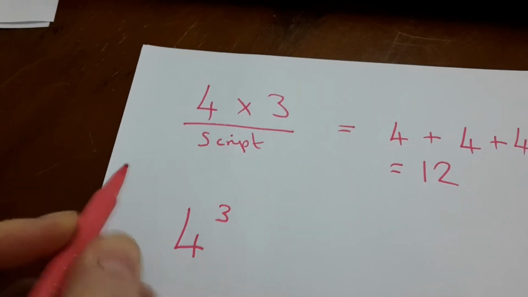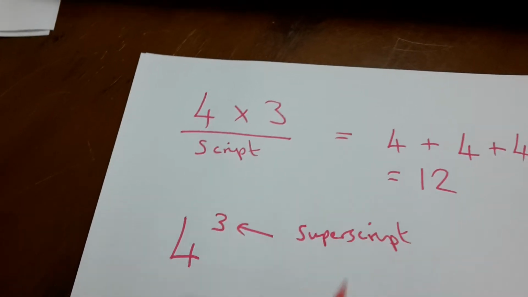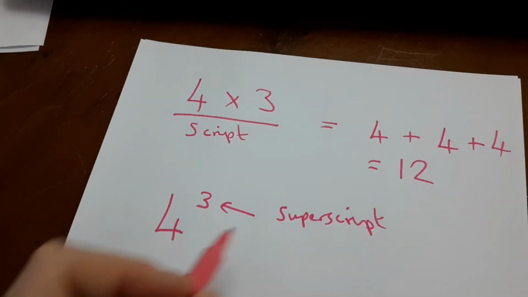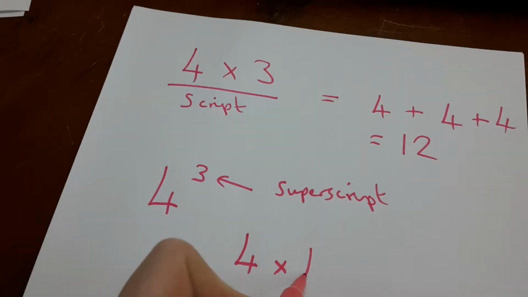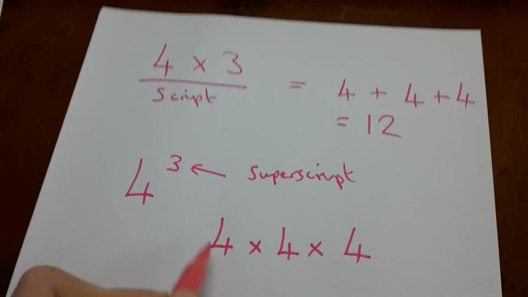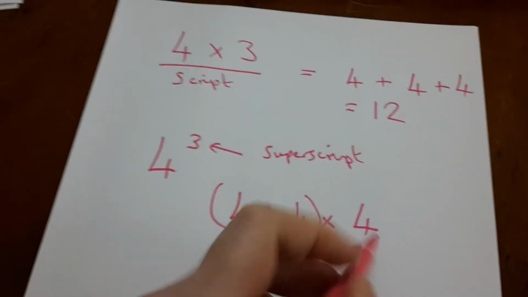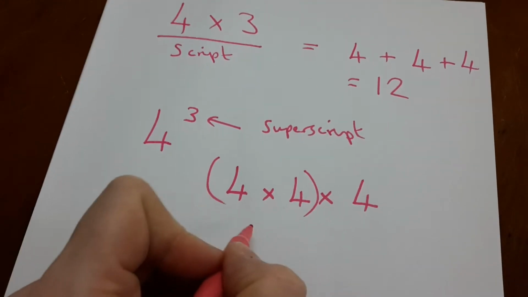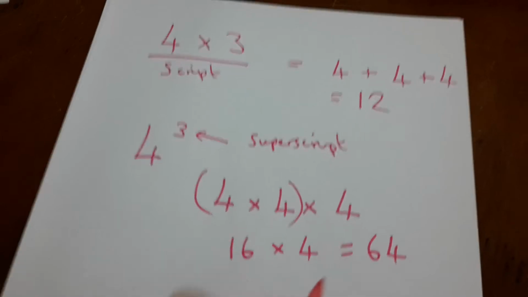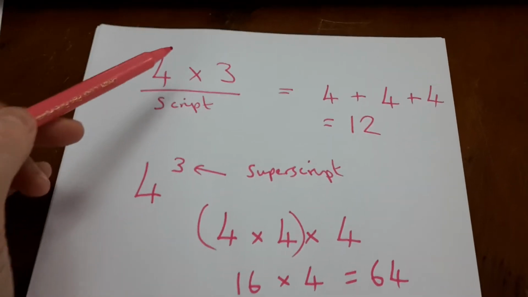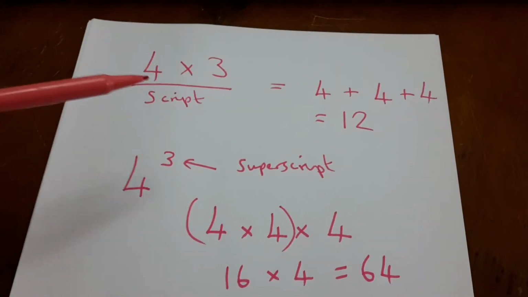Whereas if I had 4 to the power of 3, this is superscript. And because it's flying, we know it's not normal timesing. What it means is we have to have 4 times itself this many times. So 4 times 4 times 4. Now the easiest way to work that out is do one part of the sum first and then times it afterwards. So 4 times 4 is 16. And now bring the rest of the sum down. 16 times 4 is 64. Look at the huge difference in size. Superscript numbers get really big really fast, whereas script numbers don't.